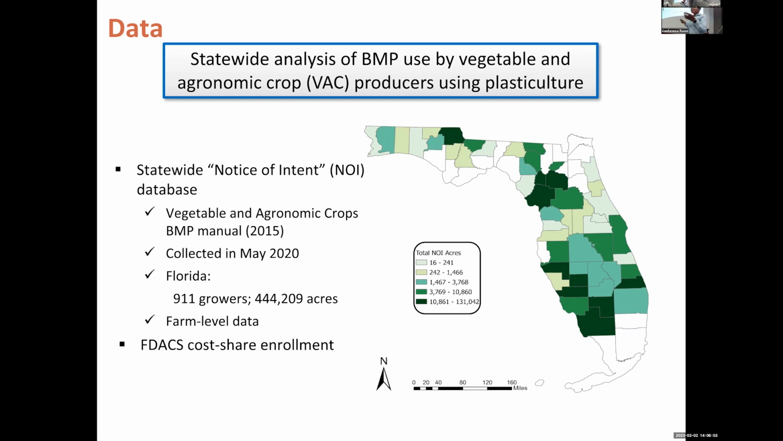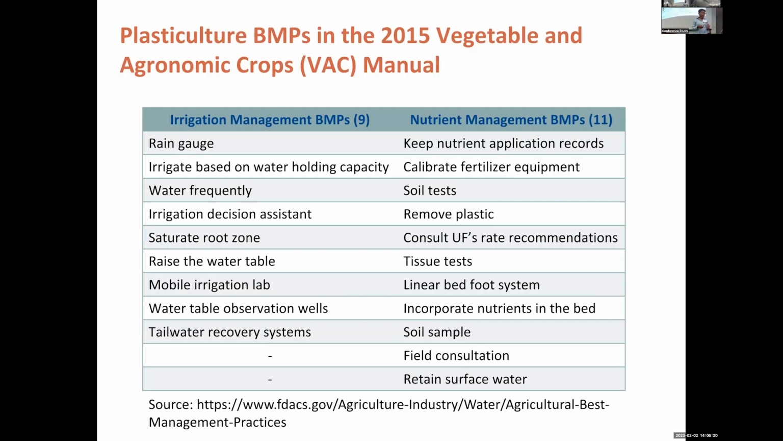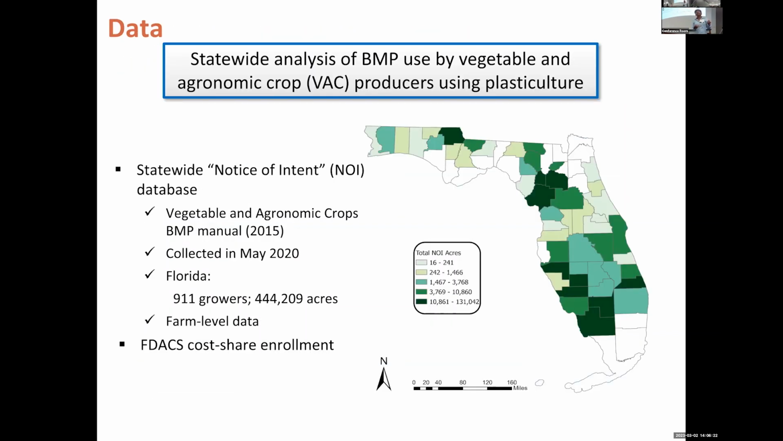So to say that is in the sample I'm using, they're not included. That doesn't mean that FDACS doesn't have any program participants in there. And there are different manuals as well. This is only vegetable and agronomic crops. Make sense? Okay. The data that we have also includes whether or not they're enrolled in cost share.